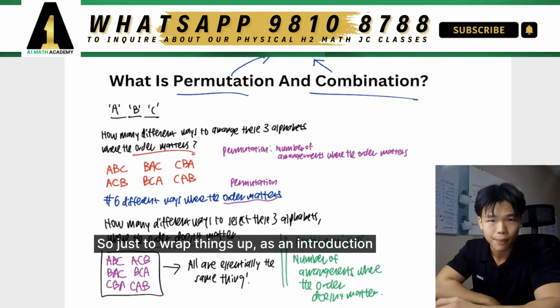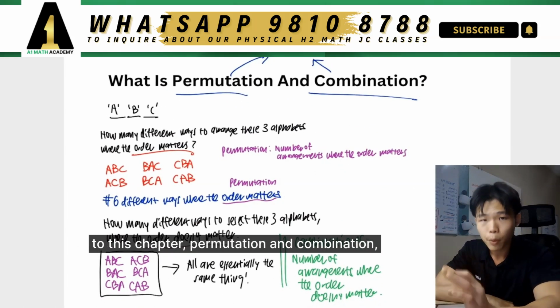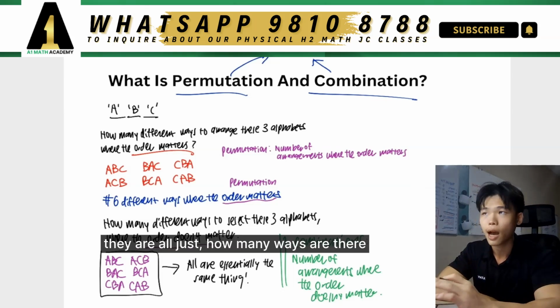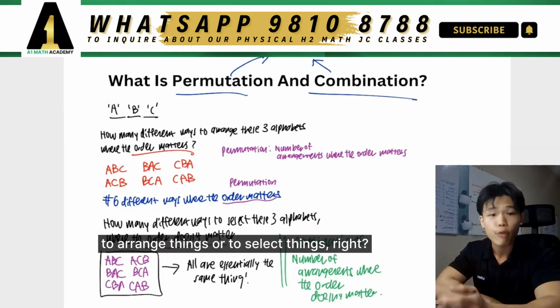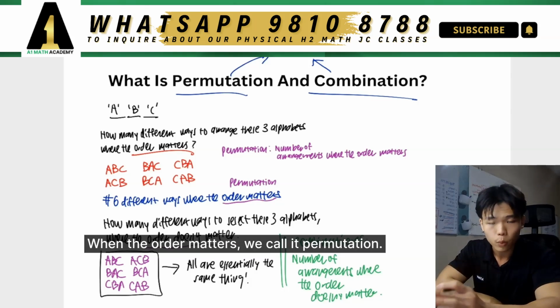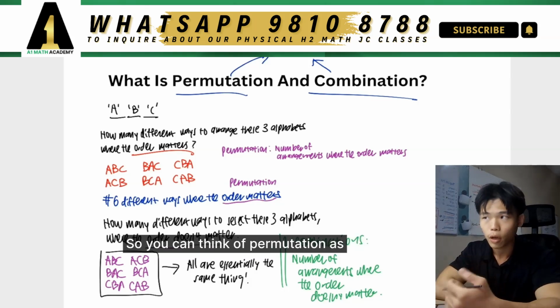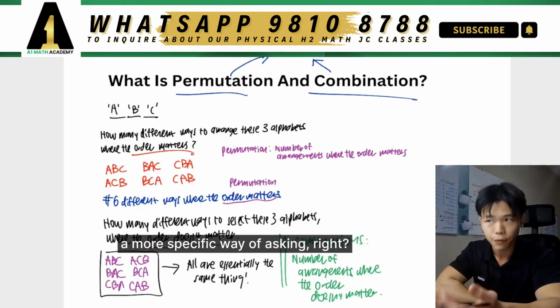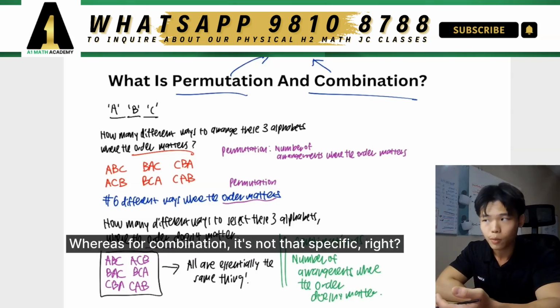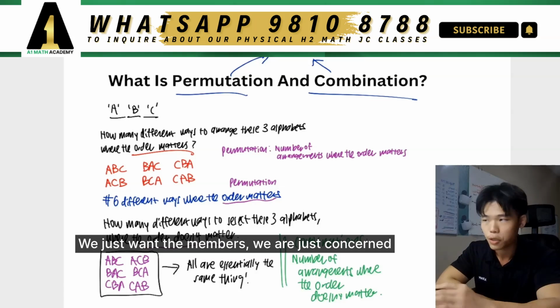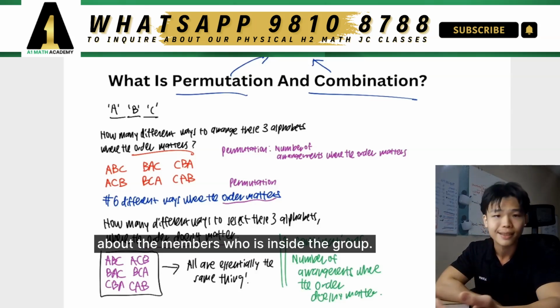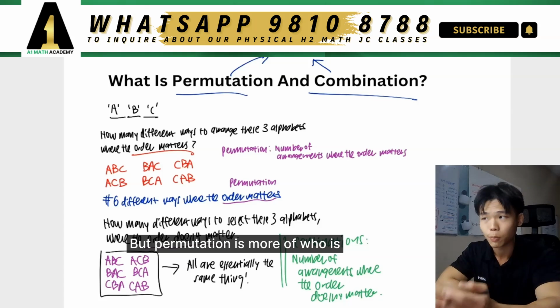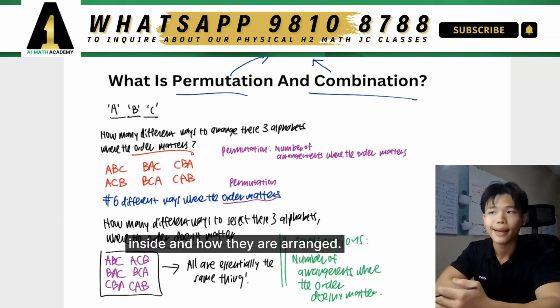Just to wrap things up as an introduction to this chapter, permutation and combination are all just how many ways there are to arrange things or to select things. When the order matters, we call it permutation. So you can think of permutation as a more specific way of asking. Whereas for combination, it's not that specific. We just want the members. We are just concerned about who is inside the group. But permutation is more about who is inside and how they are arranged.